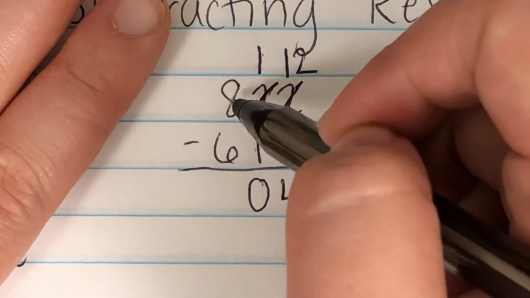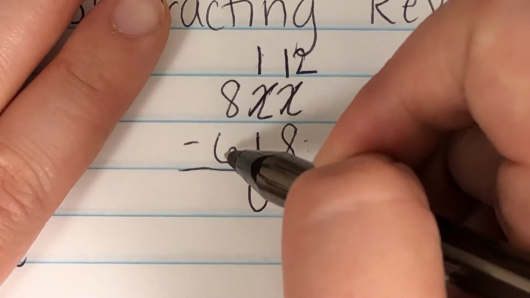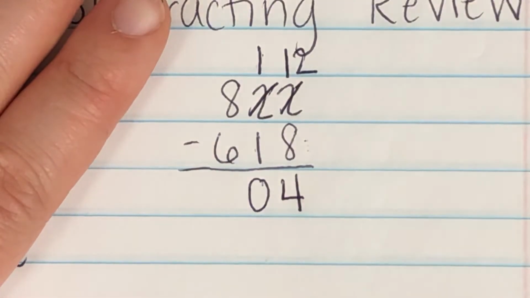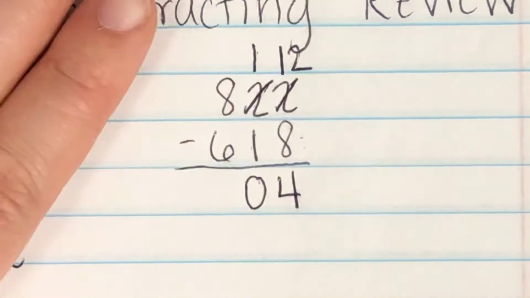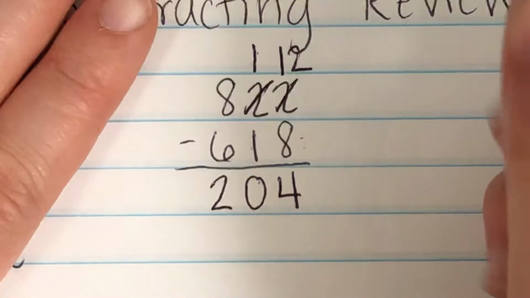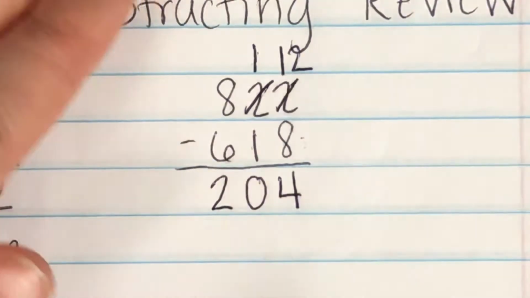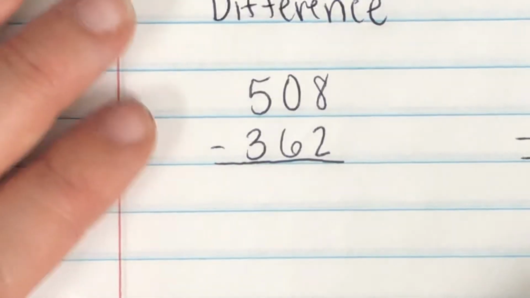Next, there is more on top, so there's no need to stop. 8 minus 6. If I put 6 in my head and count up to 8, 6, 7, 8. There is a difference of 2 there. So my answer here would be 204. Let's come on down to a little bit harder problem.